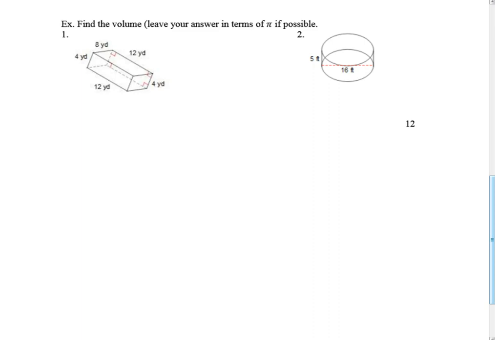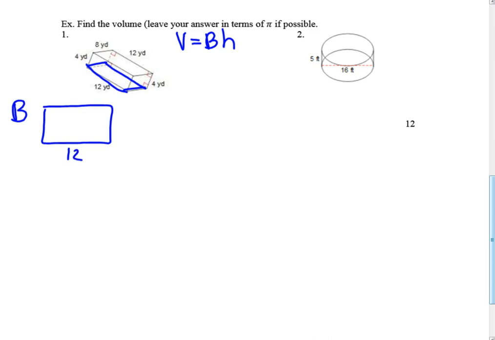It says find the volume of this. So the volume formula is the area of the base times the height. Now when you have a rectangular prism like this, we have to define what we're going to call our base. There's actually two ways of doing this. I'm going to call this my base, so this is going to be B. I'm just going to draw it separately. This is 12 by 8. So capital B, which is length times width, is going to be 12 times 8, which is 96. That's the area of the base.